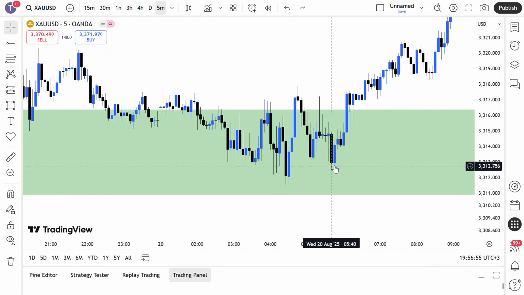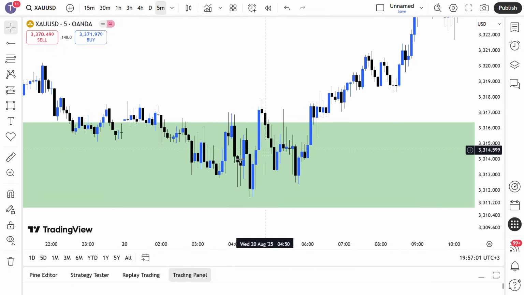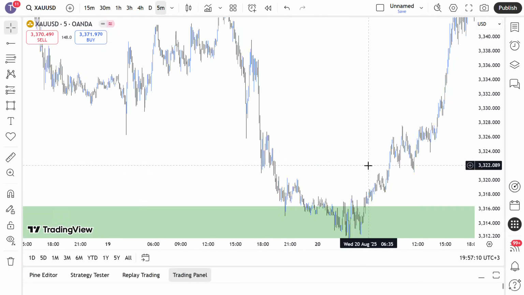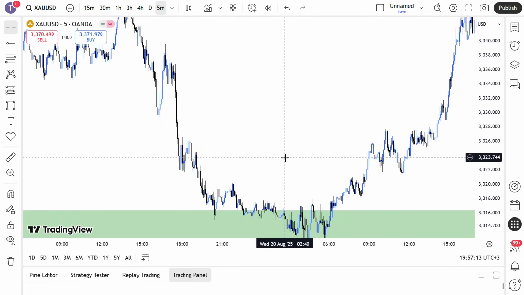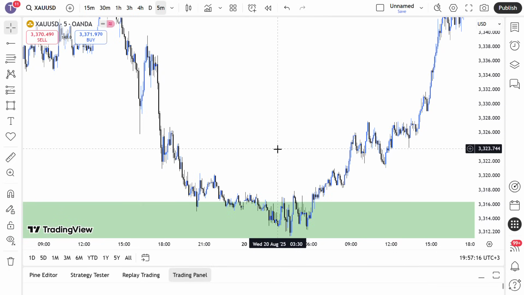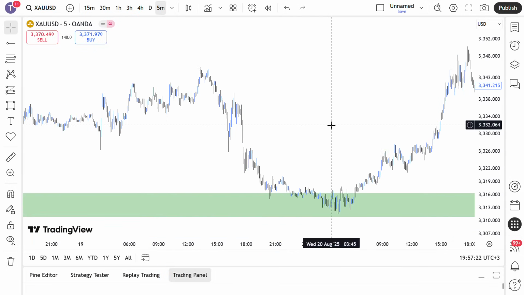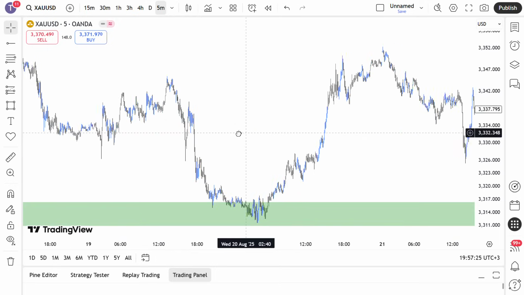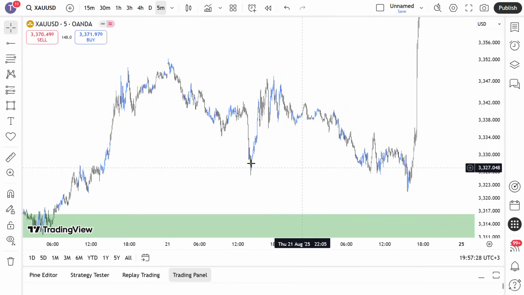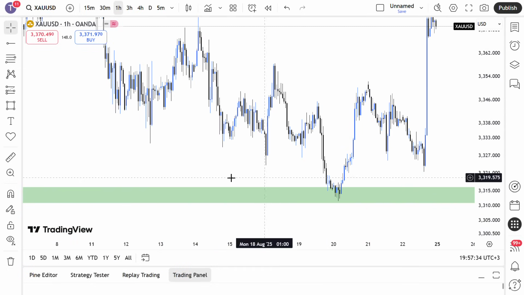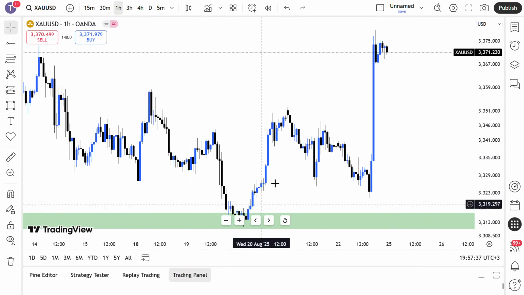So after the change of character, I entered a trade from this area, and you can see very clearly this is a very good entry model. We have the change of character, and if you enter the trade from this point, you could have been targeting 1 is to 3, or if you want to hold the trade, you enter two trades and then close one trade when it hits 1 is to 3, and then hold the other trade as long as you want, but always remember to put break even if you want to hold any trade. So that was the reaction to the upside. You can see how price was buying to the upside from this area.